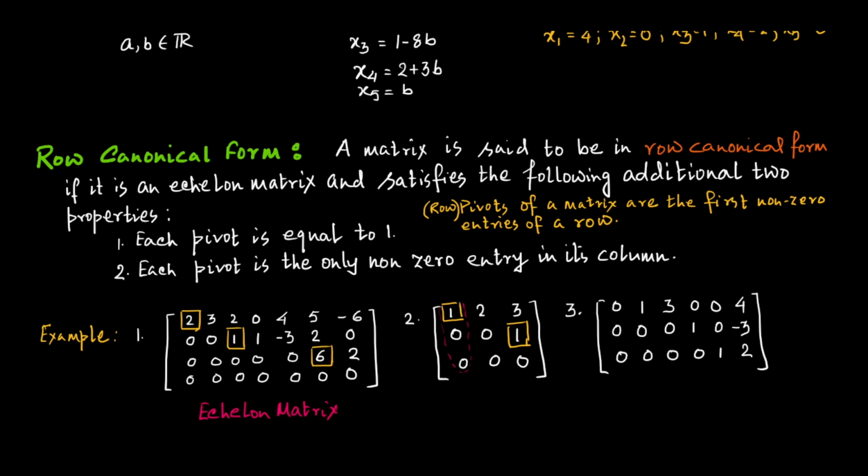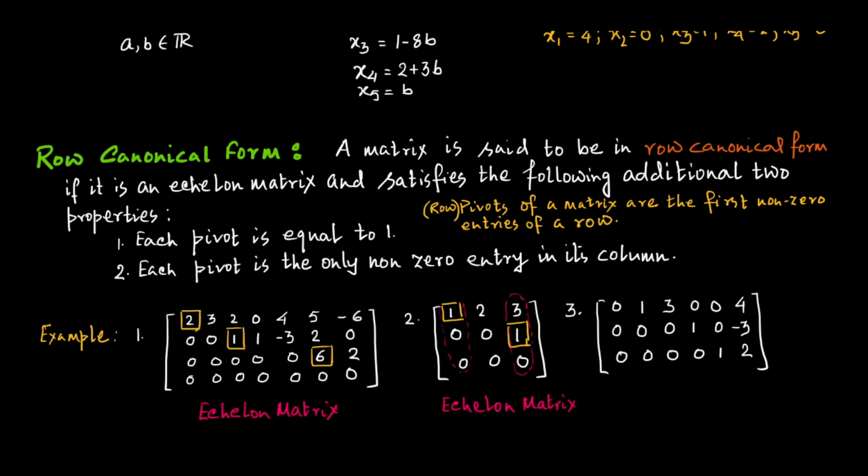Let us consider the second pivot lying in the third column. Now, if we consider this column, there is a problem. We can see there is 0 below this pivot, but there is a non-zero element above the pivot. So it is not satisfying the second requirement of row canonical form. So this is also a matrix in echelon form or an echelon matrix only. We cannot say that this is a matrix in row canonical form.